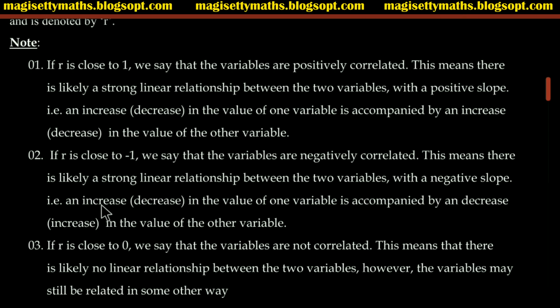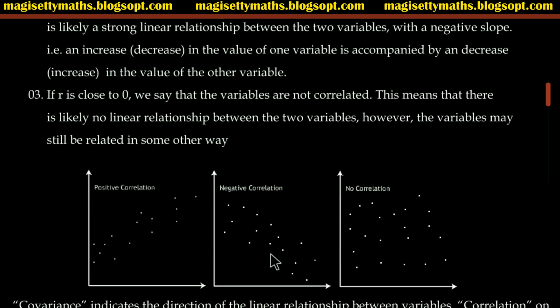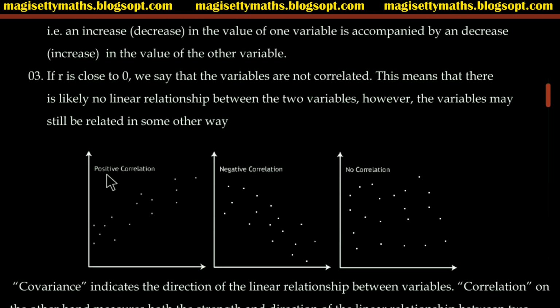Now the third point is, if r is close to 0, we say that the variables are not correlated. That means there is no relationship between two variables. We can observe in this diagram, positive correlation is like this, negative correlation is like this, and there is no relation or no connection.